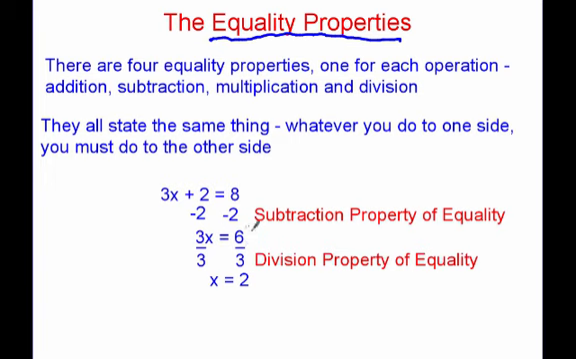Then our next step is to divide both sides by 3. Well, what's telling us that we have to do it on both sides? That is the division property of equality. So we use these properties whenever we are doing some sort of operation. And the property is just the operation that you see. All right, so let's do some examples.